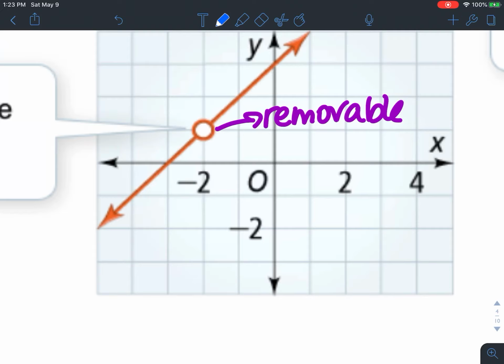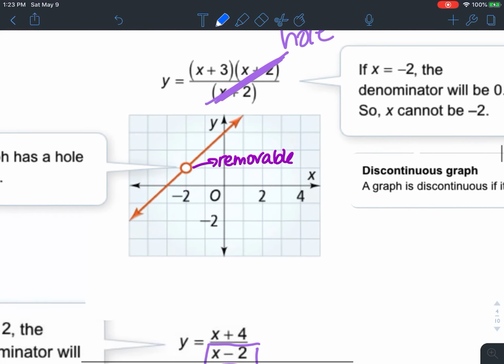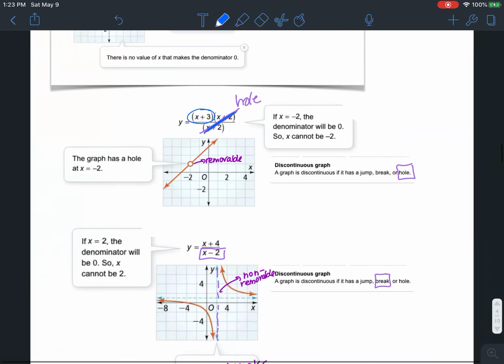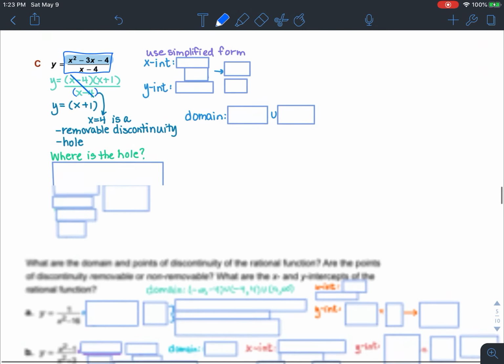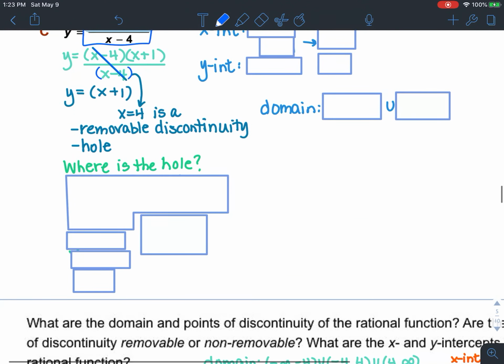Look, it's just a line with a hole in it, right? Right, but look at where it came from. It was this big rational function. But when these canceled, you were just left with a line. I mean, it doesn't have to be a line, but in this case it was. Okay. Where is the hole? Well, it's at x equals 4. But how high is the hole?